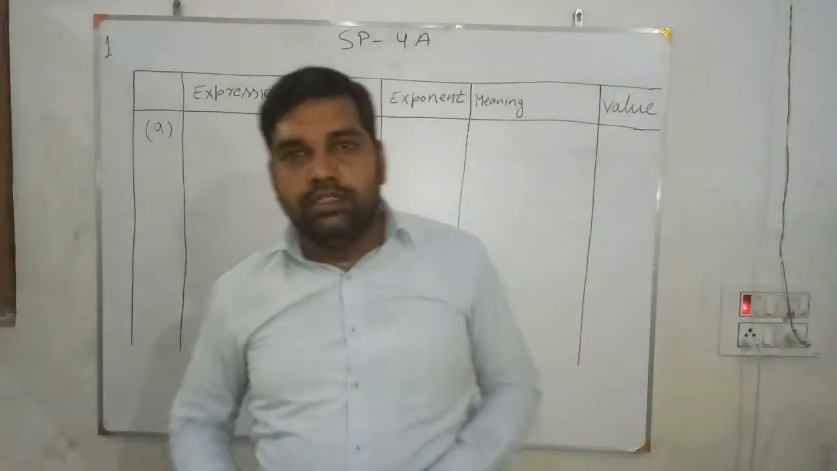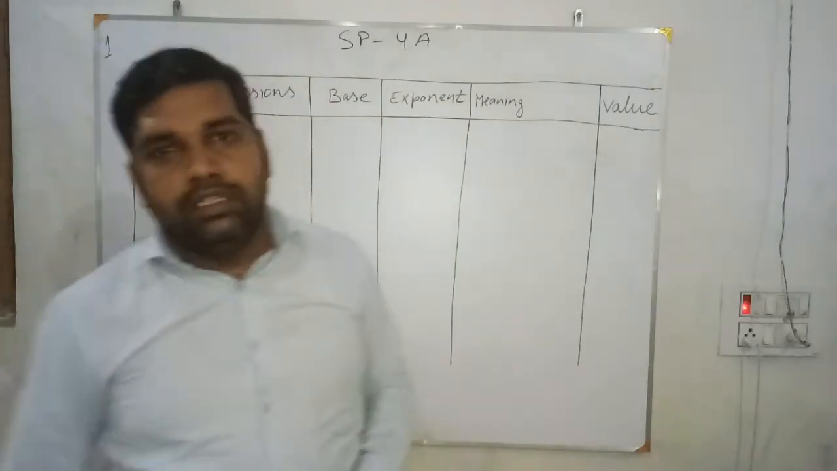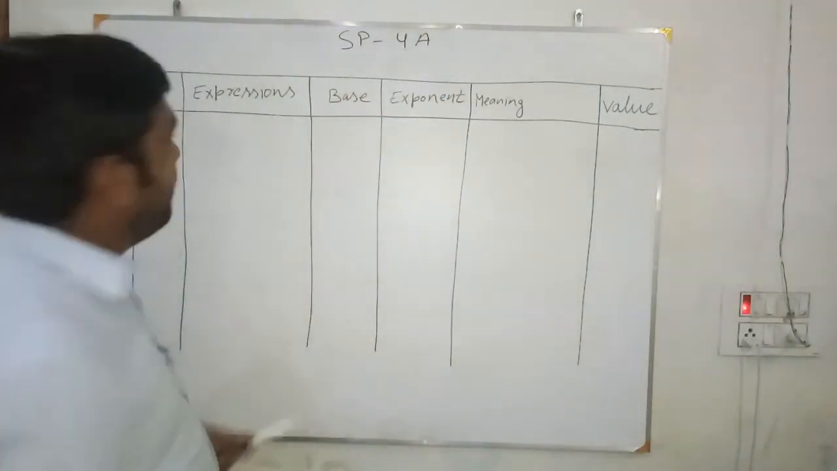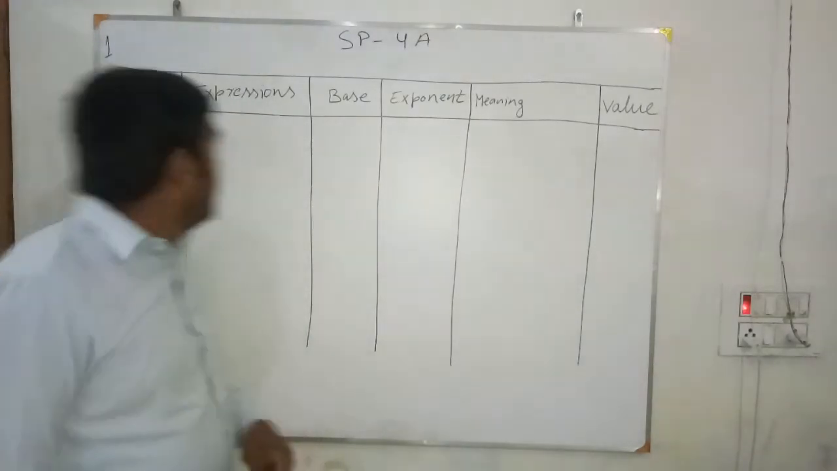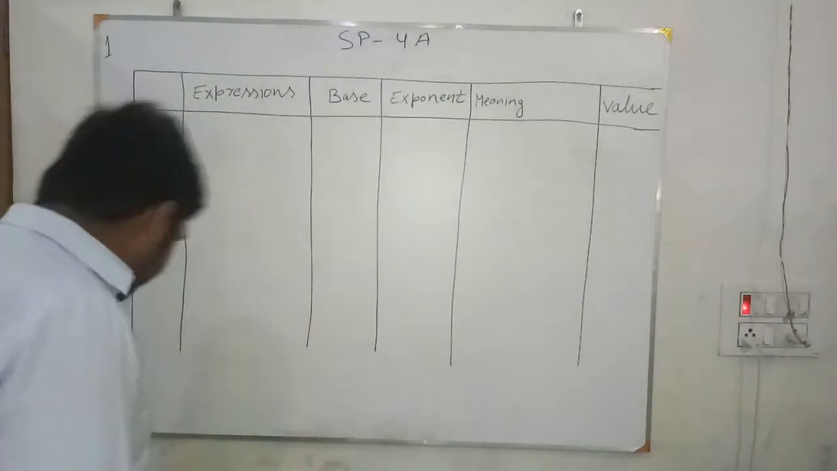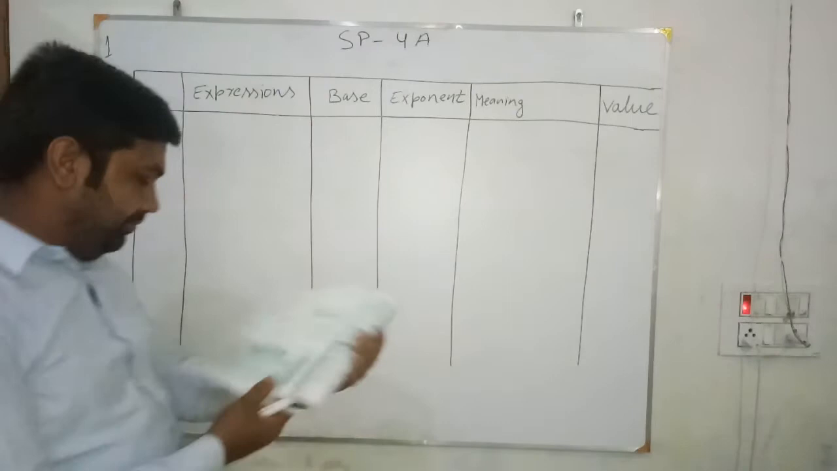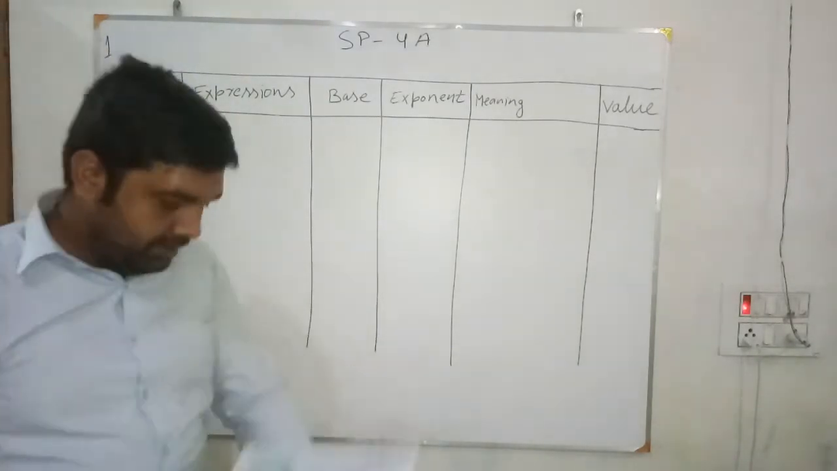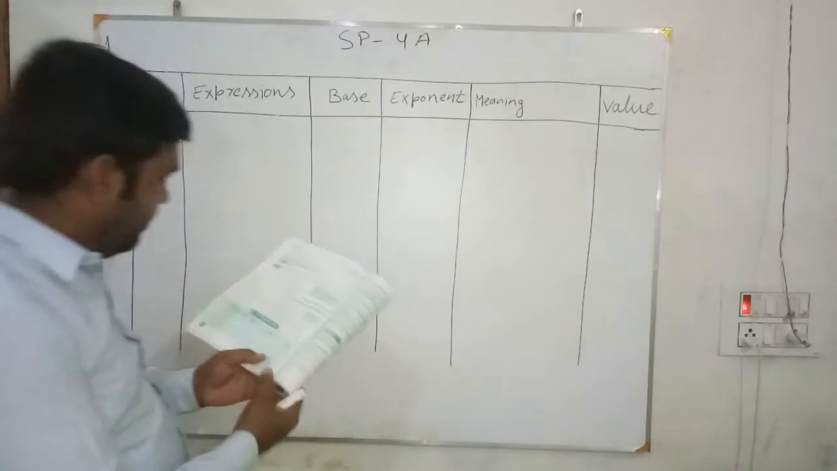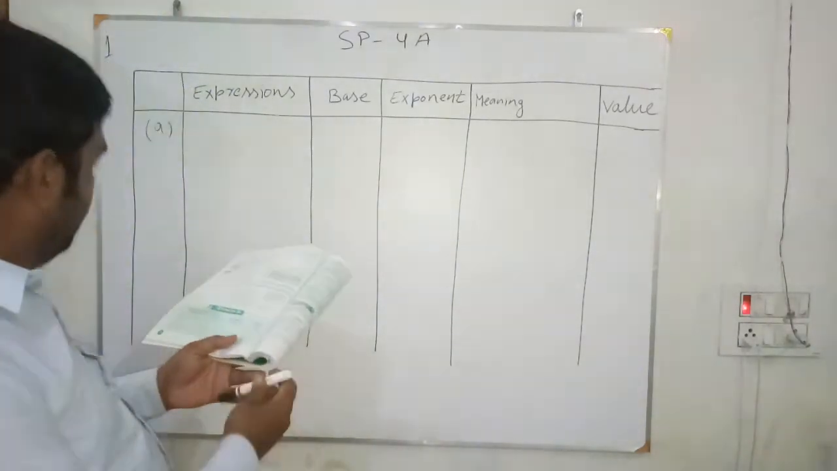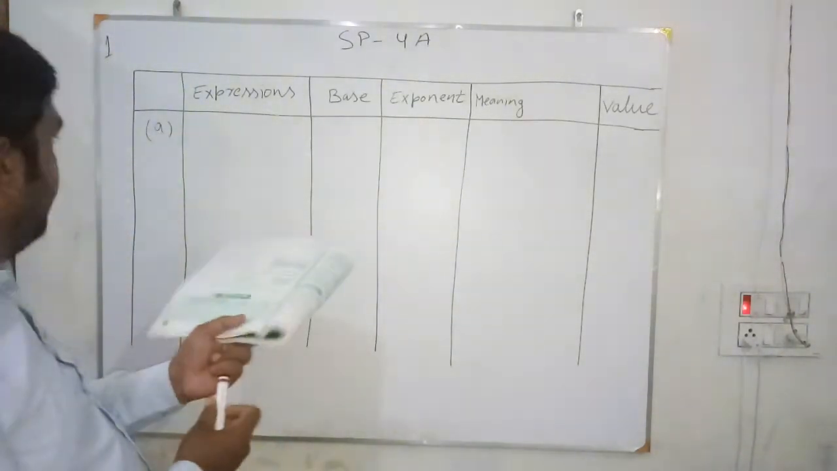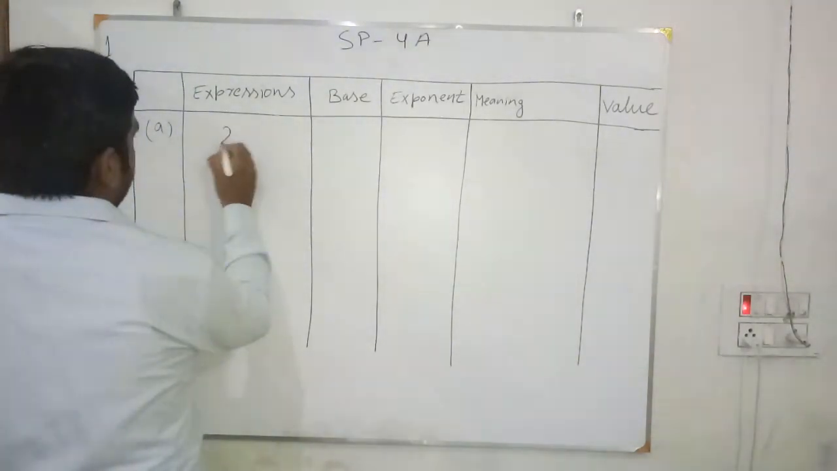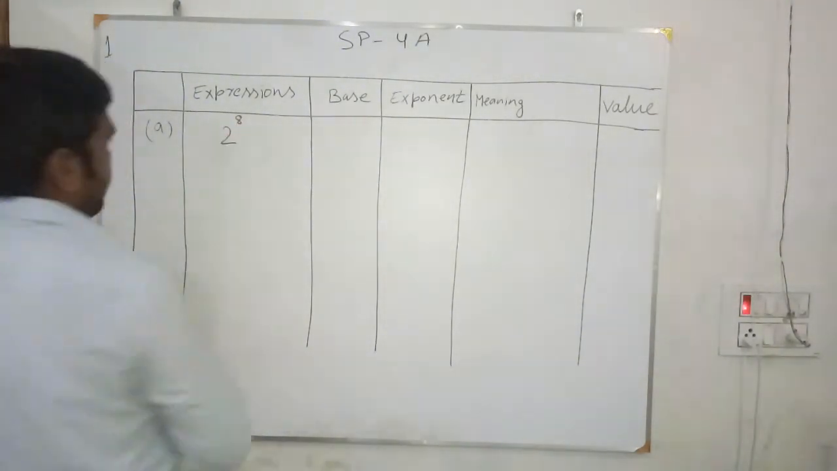Hello students, today we will do the questions of exercise Self Practice 4A, that is power and exponents. Now see the first question, number 1. In this question we have to complete the table and see the one has been done for us, 1a, that is the expression 2 to the power 8.